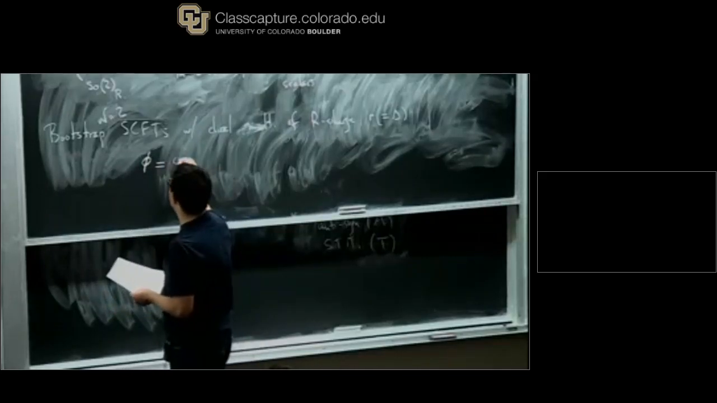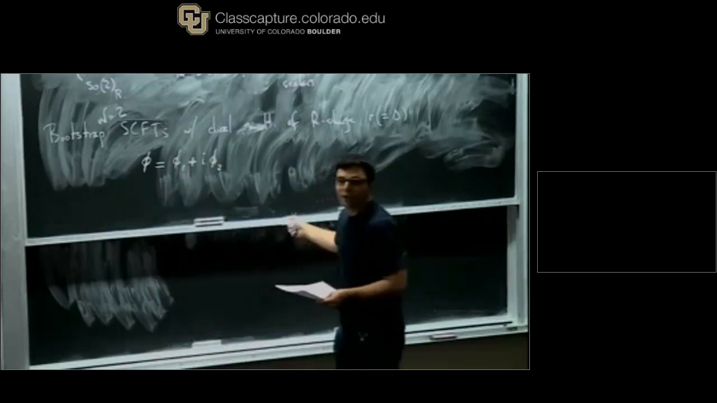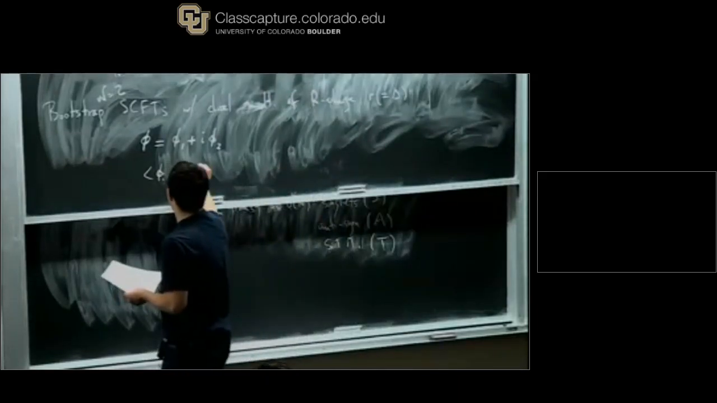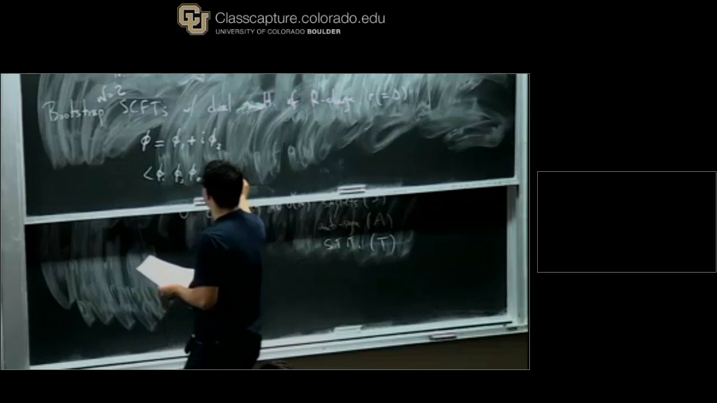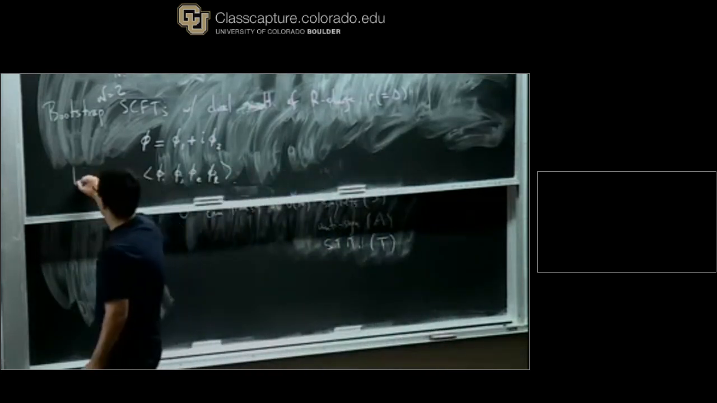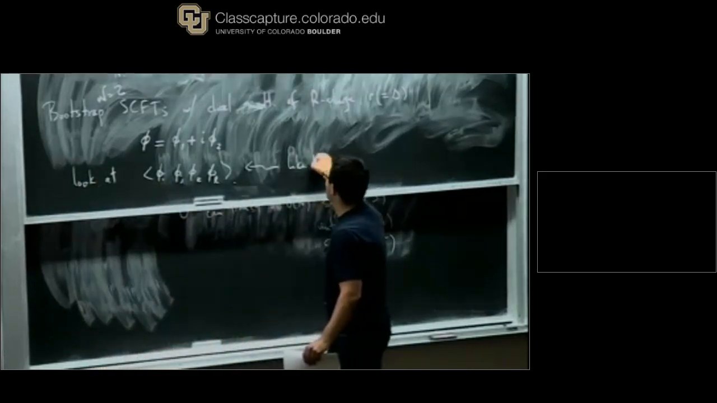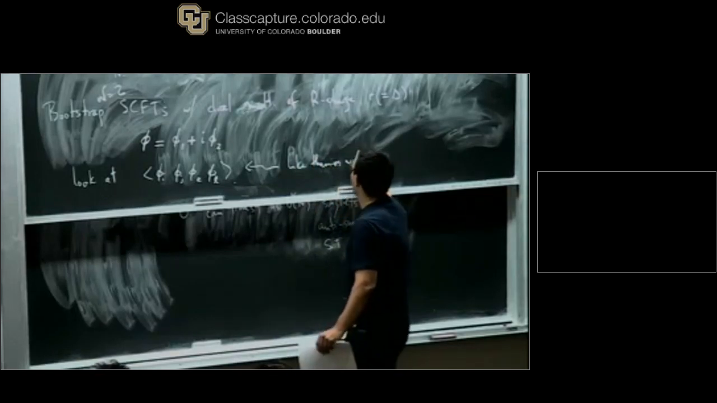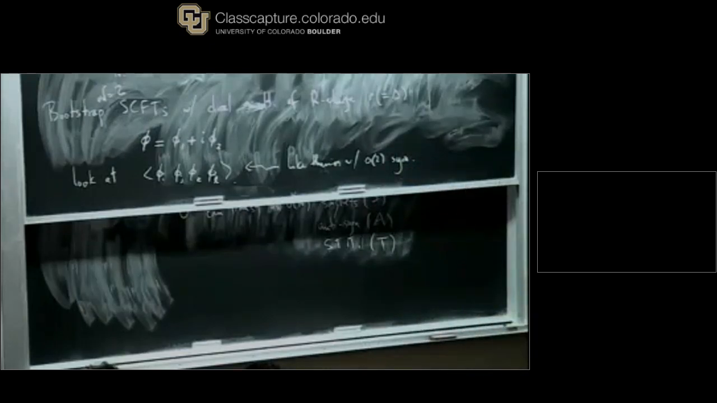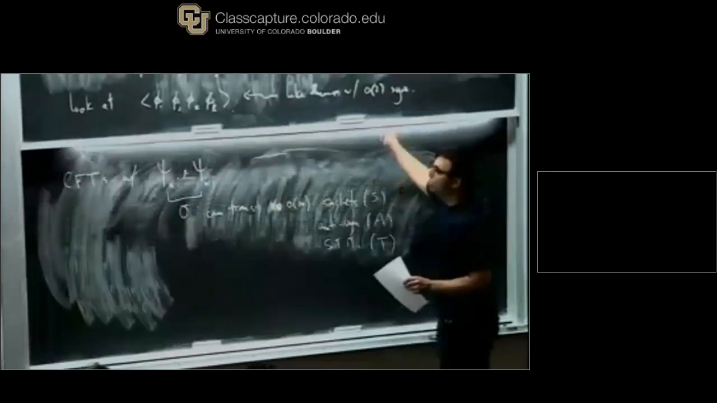So we can write it as phi 1 plus i phi 2. And then look at the four-point function, phi i, phi j, phi k, phi l. And this is like theories with O(2) symmetry. So we developed this whole formalism for theories with O(n) symmetry, so we can just apply it to this.